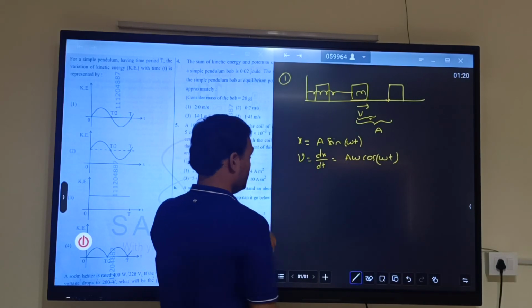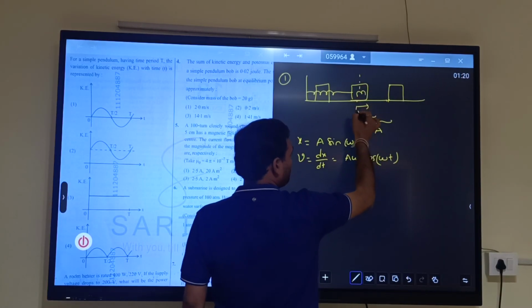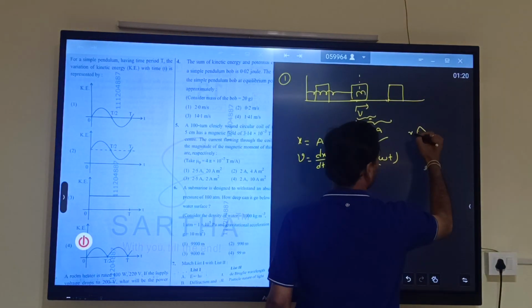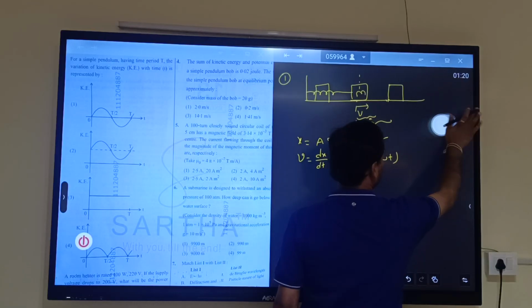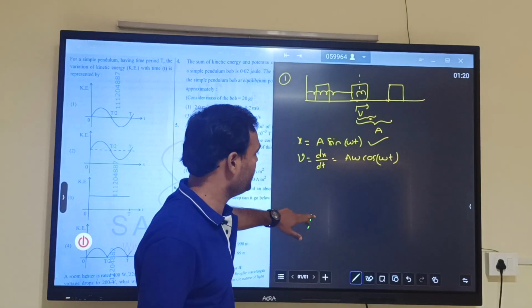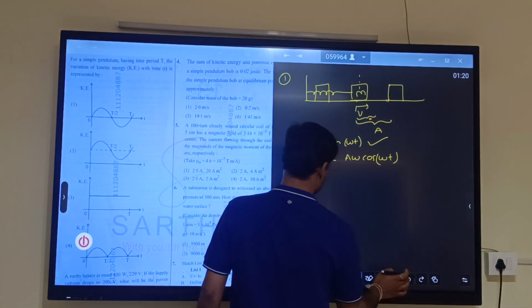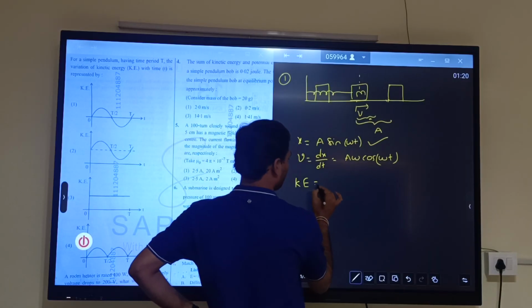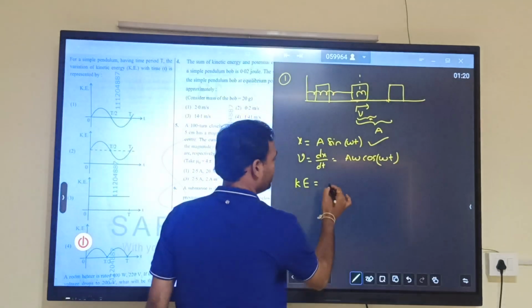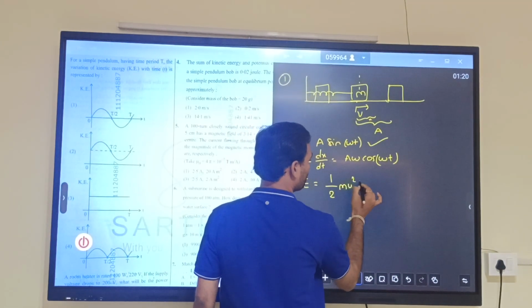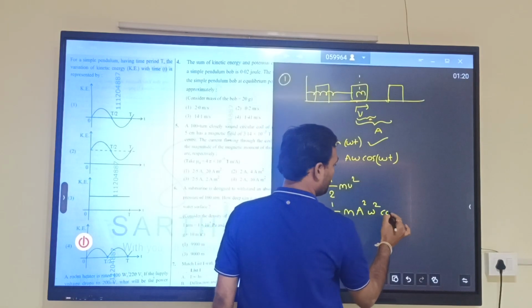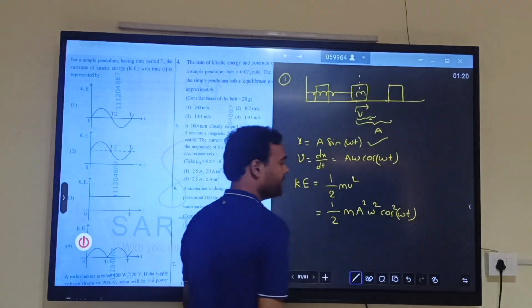Clear beta? Right. Now, if the object starts from the mean position, we use this formula. If the object starts from the extreme position, we can use x equals a cos omega t. That is different, forget about that. Now, for the question, they are asking us to tell the kinetic energy and which graph suits its value. Kinetic energy is equal to half mv square, that is half m a square omega square cos square omega t.